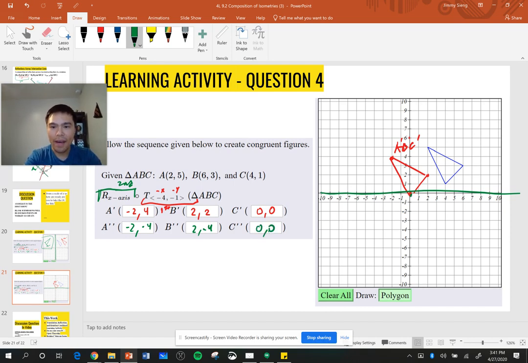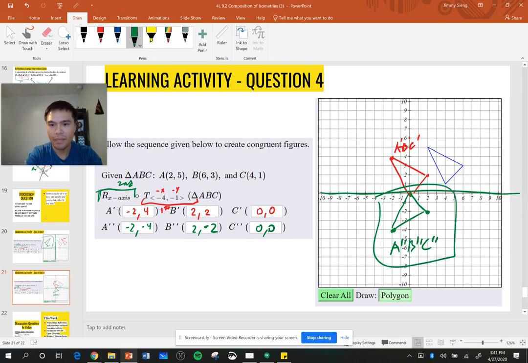So if I was to graph this, we got (-2, -4), (2, -2), (0, 0). Oop, I'm going crazy. Sorry, that's (2, -2). I'm thinking too fast. And then I just put those together, and that will be where your answer is for A double prime, B double prime, C double prime. There you go. That's what I want.